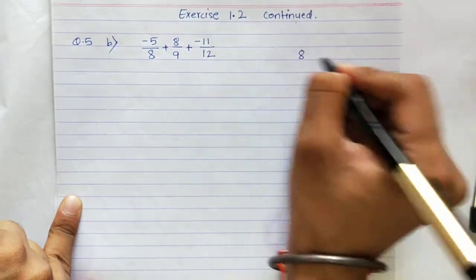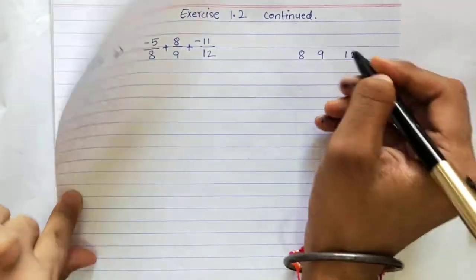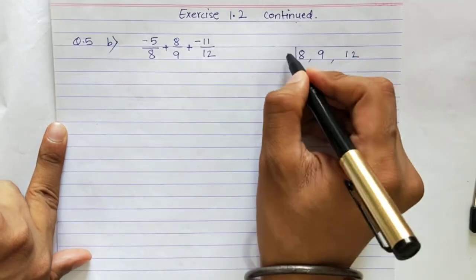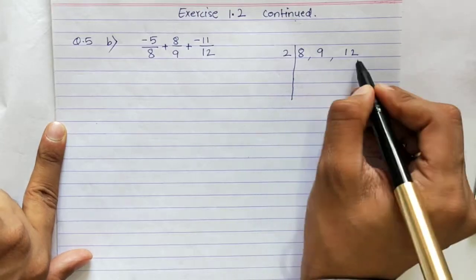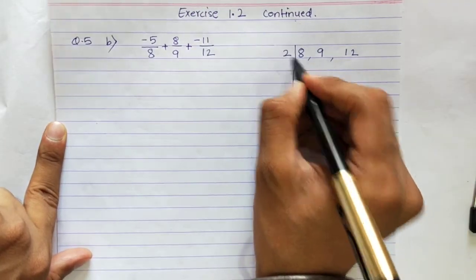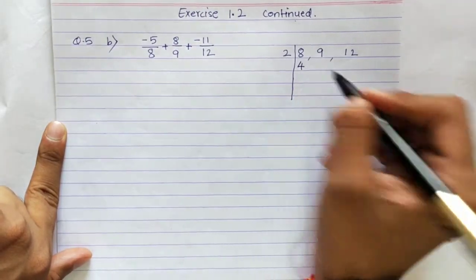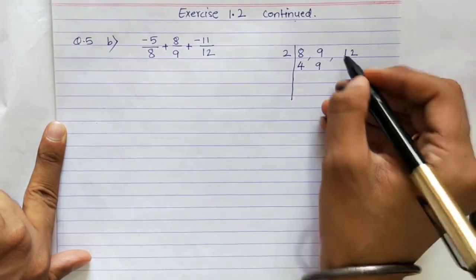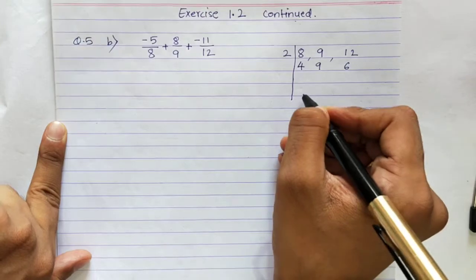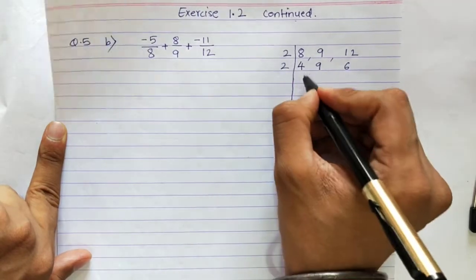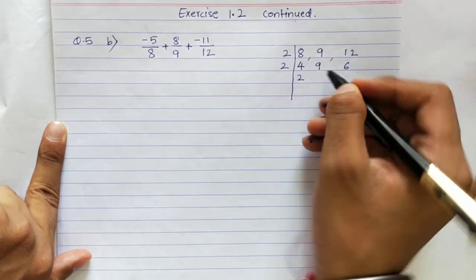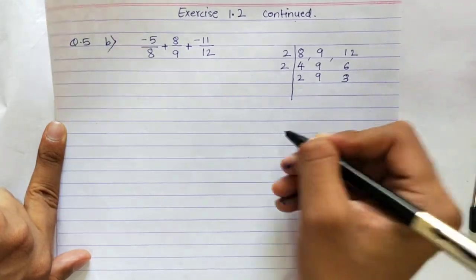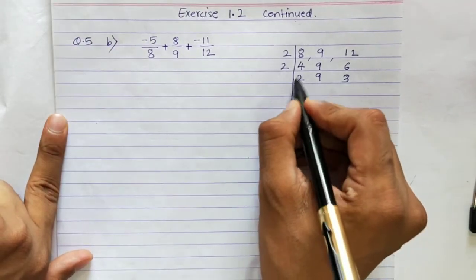I have told you the method: 8, 9, 12. Write the denominators. Start with 2. Divide the numbers by 2. So 8 will become 4. 9 is not divisible, so copy it as it is. 12 divided by 2 is 6. Again 2. 4 will become 2, 9 as it is, 6 will become 3.